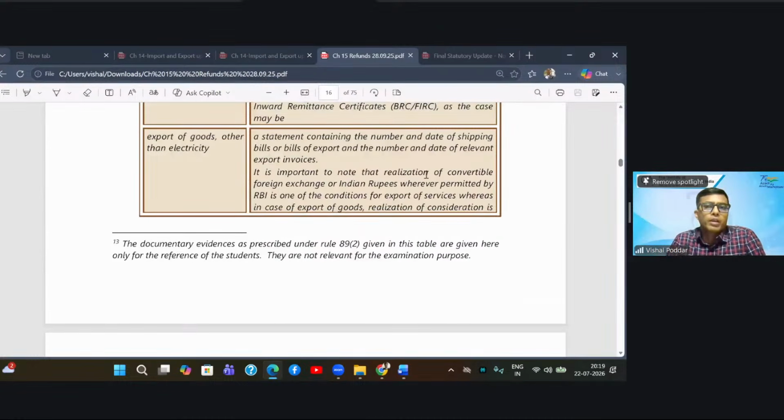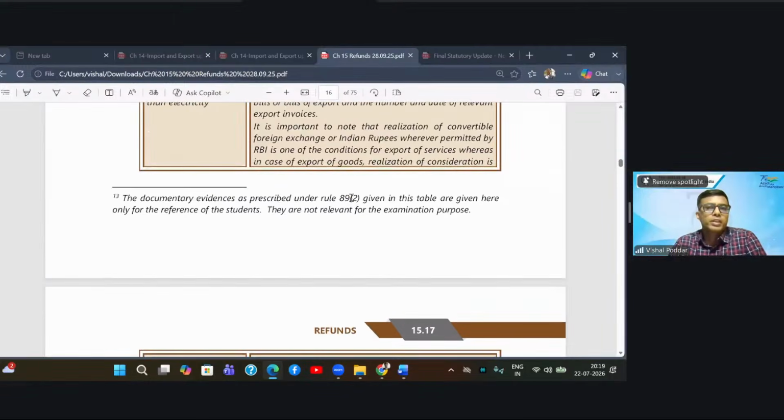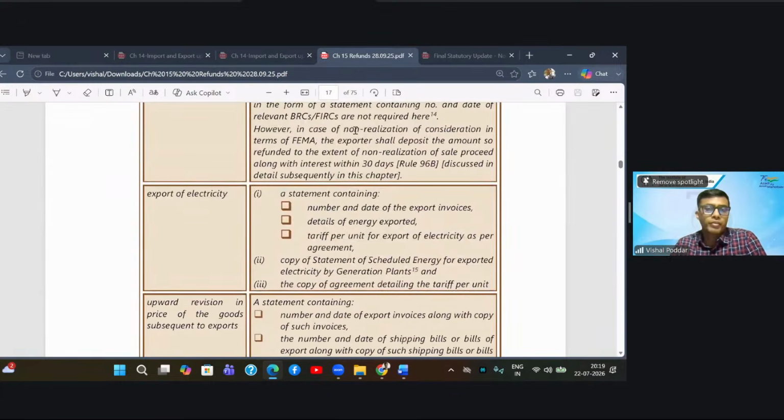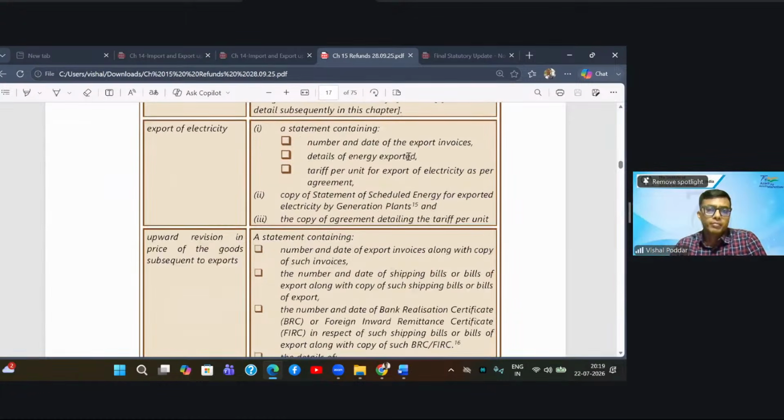Further, the realization of convertible foreign exchange or Indian rupees wherever permitted by RBI is another condition for export of service, whereas in case of export of goods, realization is not a precondition. So consequently, the documentary evidence in the form of BRC, FIRC is not required now. It may be required in future, but not at the time of application. However, in case there is non-realization of consideration as per the terms of EMA, then the exporter will have to refund back the amount which it had received as refund.